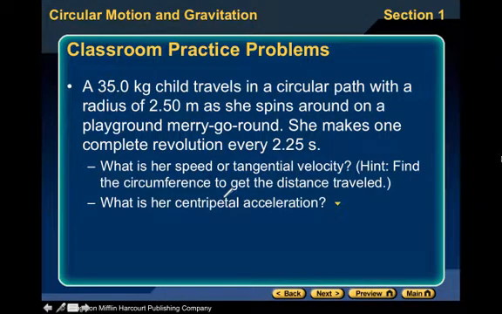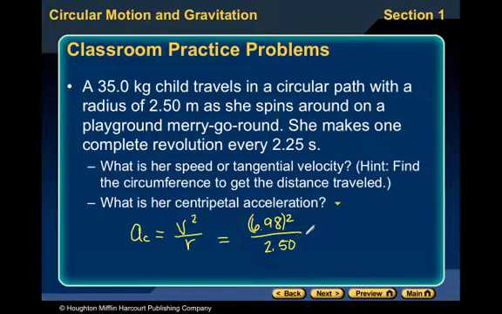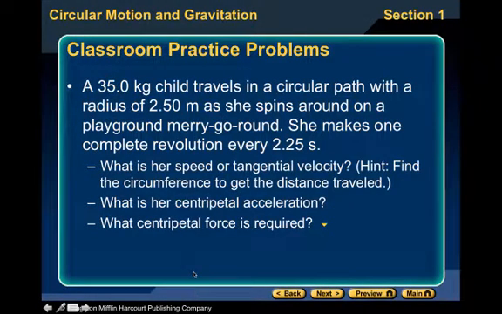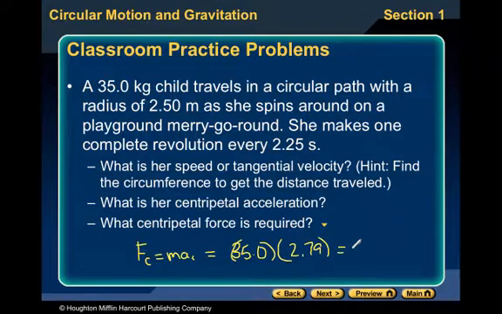Next question asks for her centripetal acceleration. So her a_c is equal to v squared over r. So v squared, we had 6.98 squared over r, which is 2.5. And I get 2.79. And for centripetal force, we can just use F_c equals m a_c. So we'd have the mass, she's 35 kilograms, times 2.79. That gives .7 newtons. Okay, let's see if we got those right.